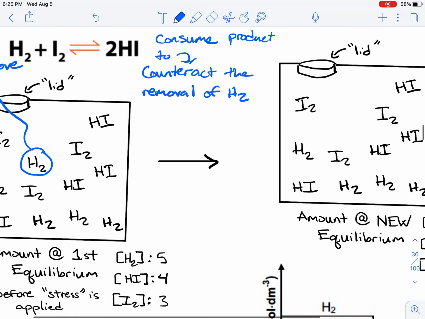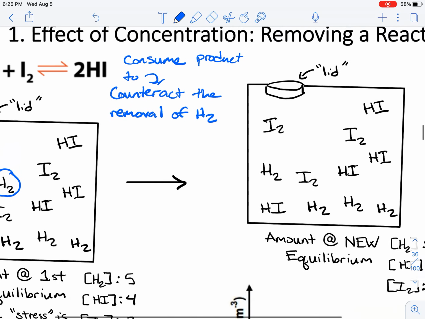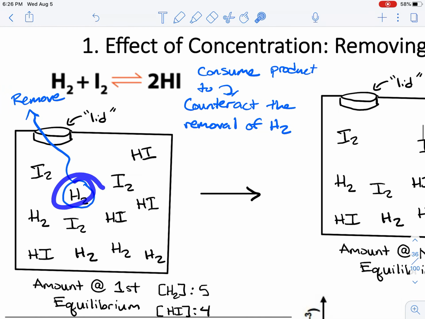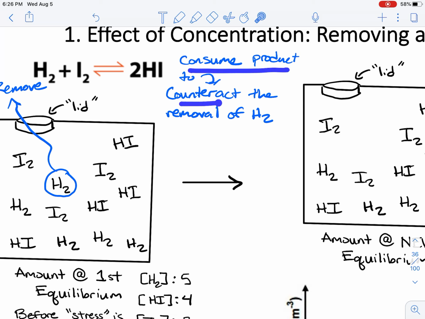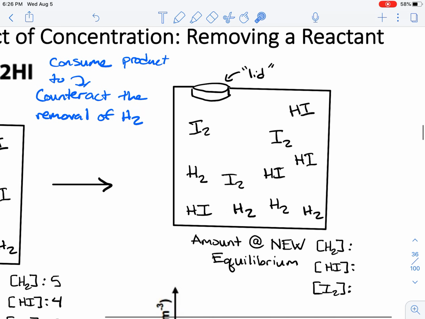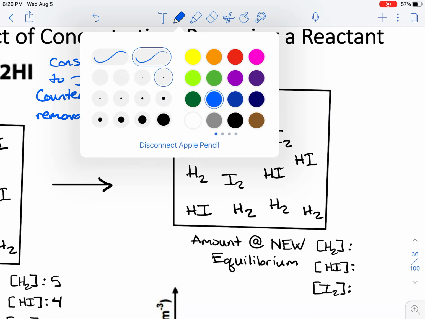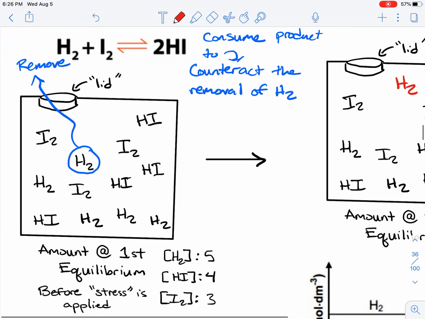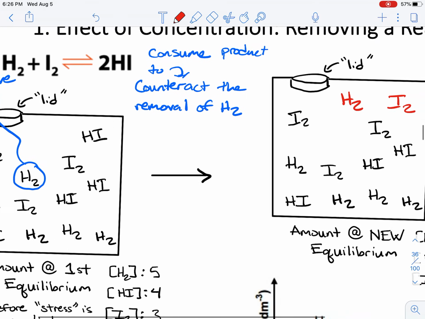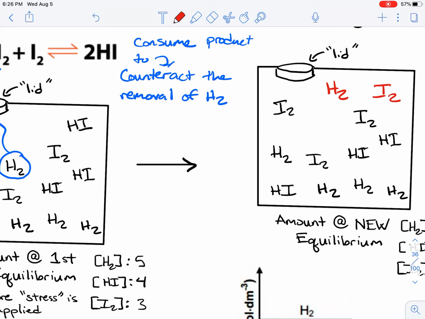And so we're going to go ahead and demonstrate this by erasing first, where we need to erase H2. So notice how H2 is now gone. And since we're going to consume product to counteract the removal of H2, that means we need to remove one of the HIs. And when we remove one of the HIs, then we're going to get back H2, and we're also going to get I2. Once again, let's not talk about the stoichiometry. We're just simply going to replace HI with H2 and I2.